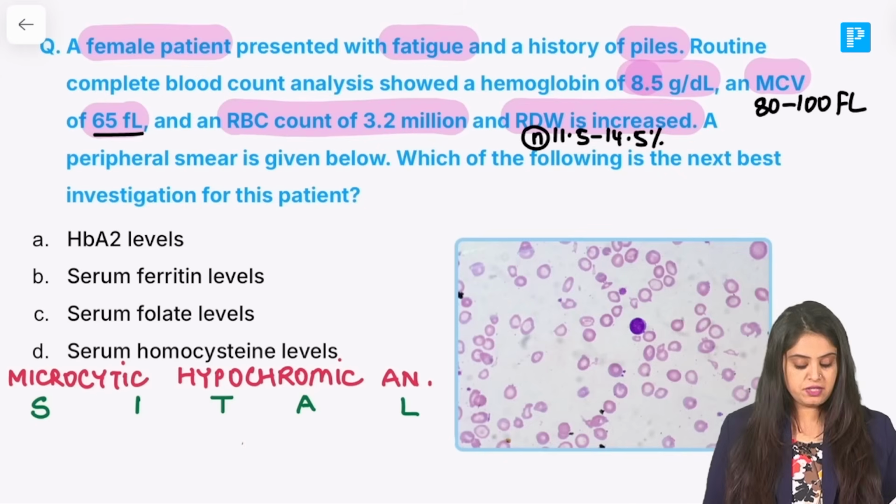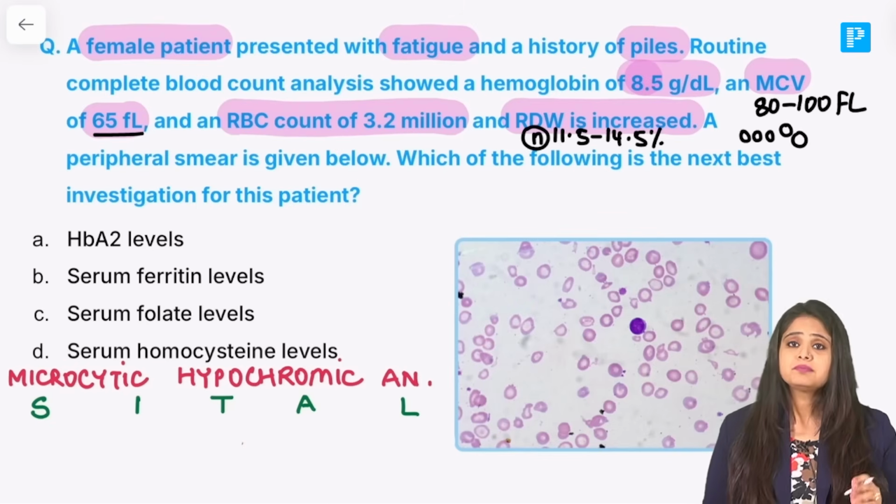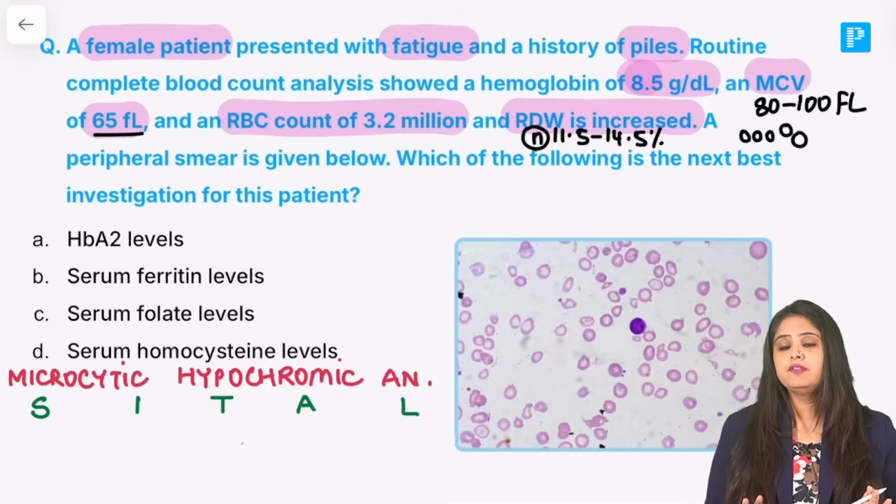This means there is a variation. Some of the RBCs are small, very small. Some of them are slightly bigger. Some of them are normal. So now I realize a variation will always occur when there is a nutritional deficiency, right? This further goes in favor of iron deficiency.